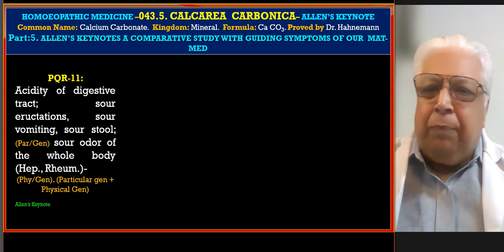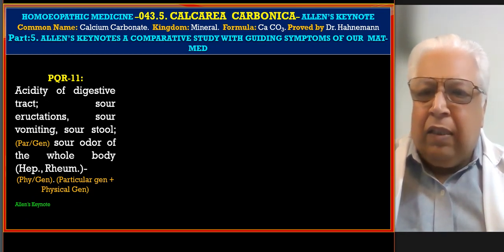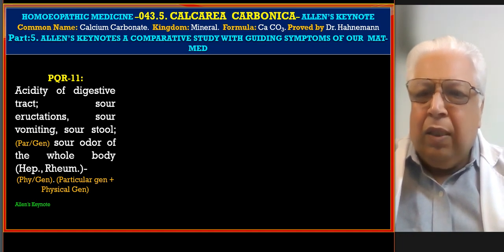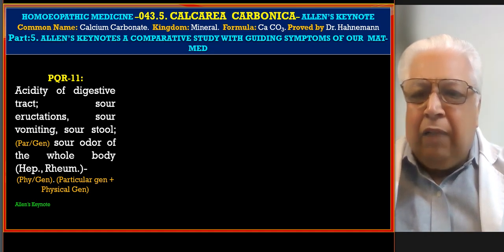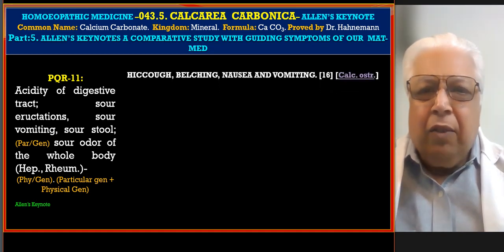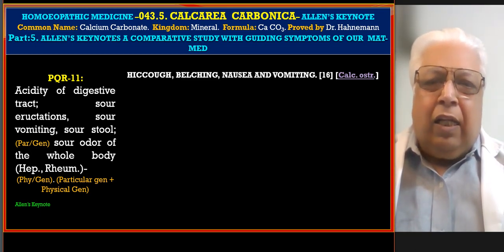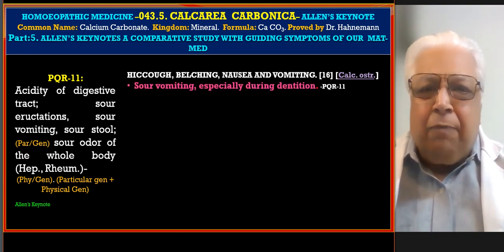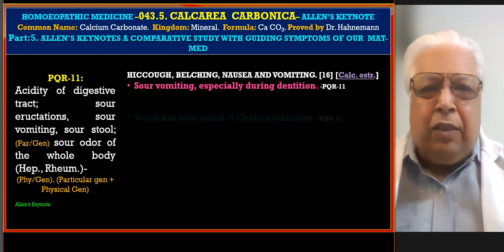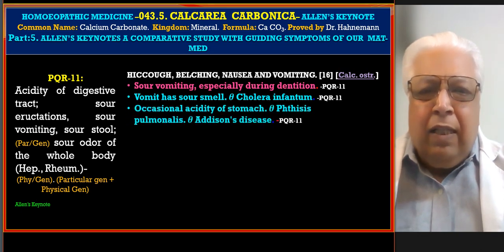Friends, let us go to the PQR 11. Acidity of the digestive tract, sour eructation, sour vomiting, sour stool, and sour odor of the whole body. This is a particular and physical general in combination. We come across the references in chapter 16, hiccup, belching, nausea and vomiting. First grade representation: sour vomiting, especially during dentition. Second grade representation: vomit has sour smell, occasional acidity of stomach.